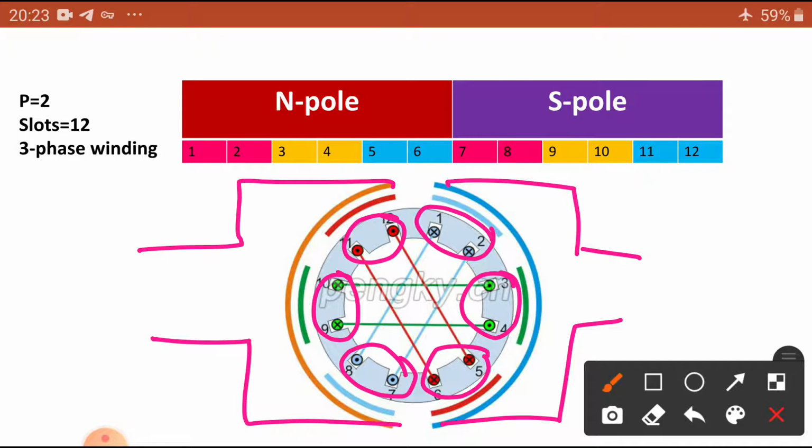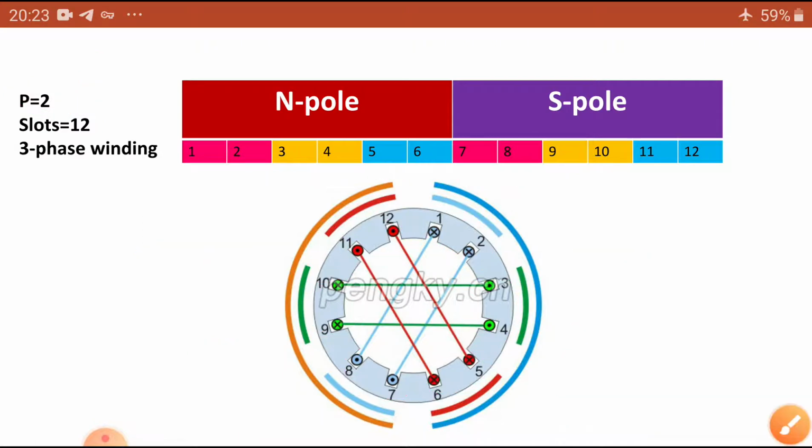So for example, instead of P equal to 2, if P is equal to 4, how are we going to distribute these coils? Let us see that also.